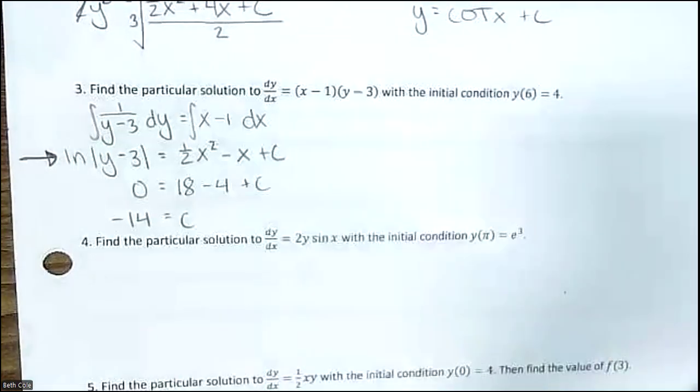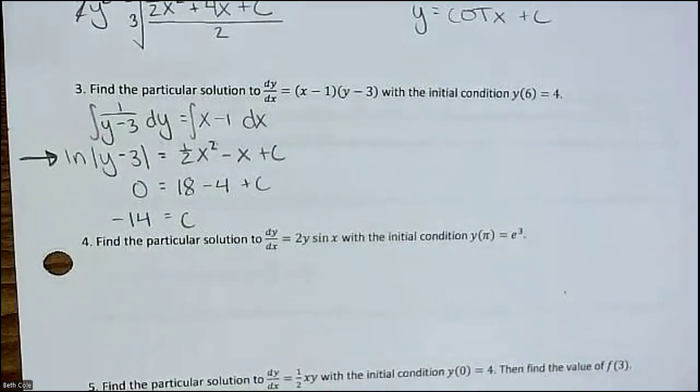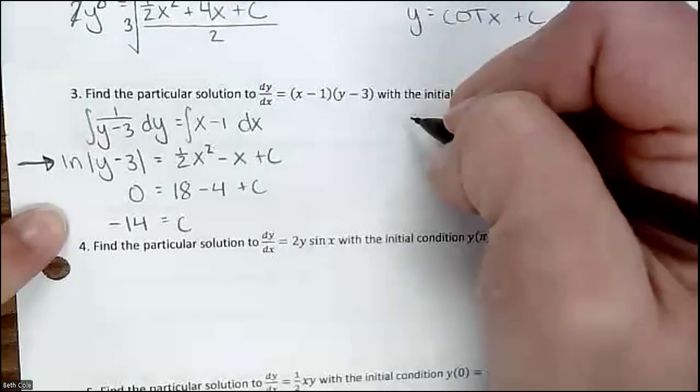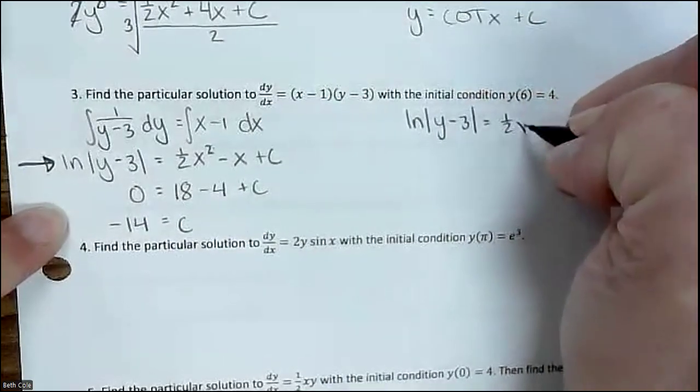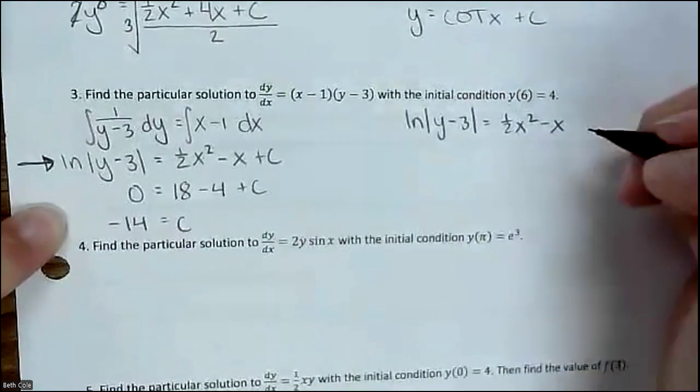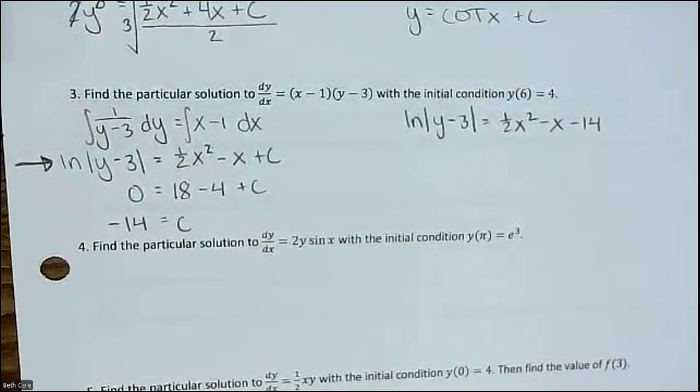Yep, negative 14. Good. So the step that I put the arrow on, you're going to literally recopy that exactly like it looks. But instead of plus c, you're going to put minus 14.